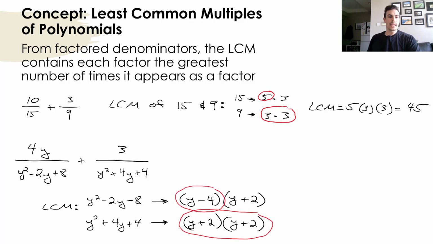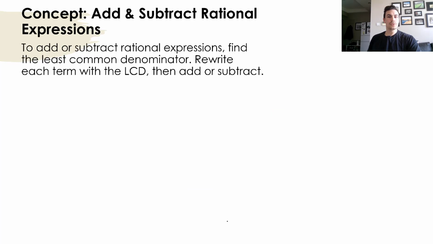Now since y plus 2 occurs twice in the second denominator, we would take both of those y plus 2's, and we'll take the y minus 4 as well. And our least common multiple for these denominators would be y minus 4 times y plus 2 quantity squared. Okay, so that's our least common multiple that we're going to use to add and subtract our rational expressions.